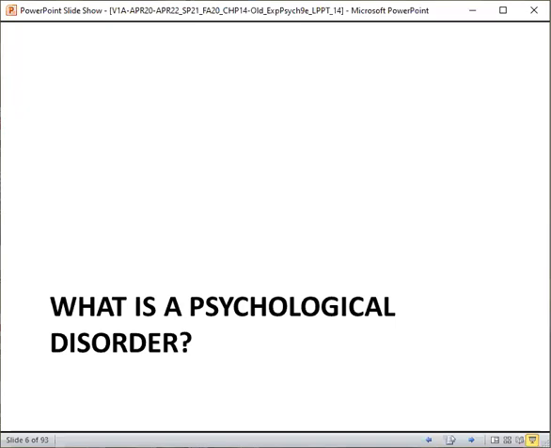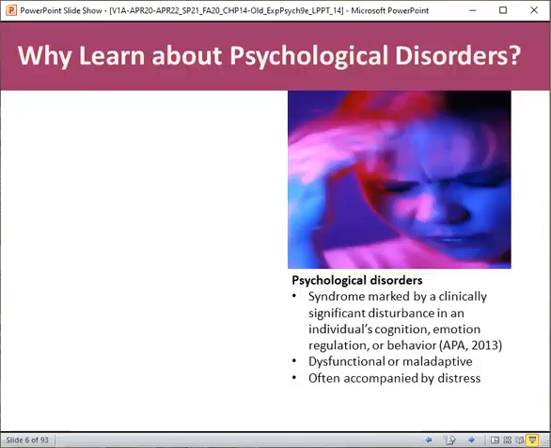So first, we start off with, what is a psychological disorder? We'll see this a couple of times, but a psychological disorder is a syndrome marked by clinically significant disturbance in an individual's cognition, the way they think, emotion, the way they feel, how they can control their feelings, and behavior, how they act. It's dysfunctional or maladaptive, and often accompanied by some form of distress.